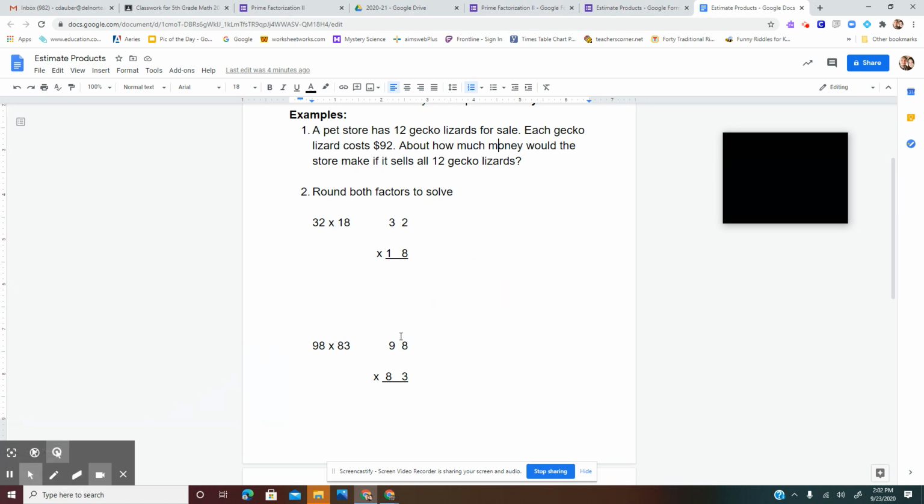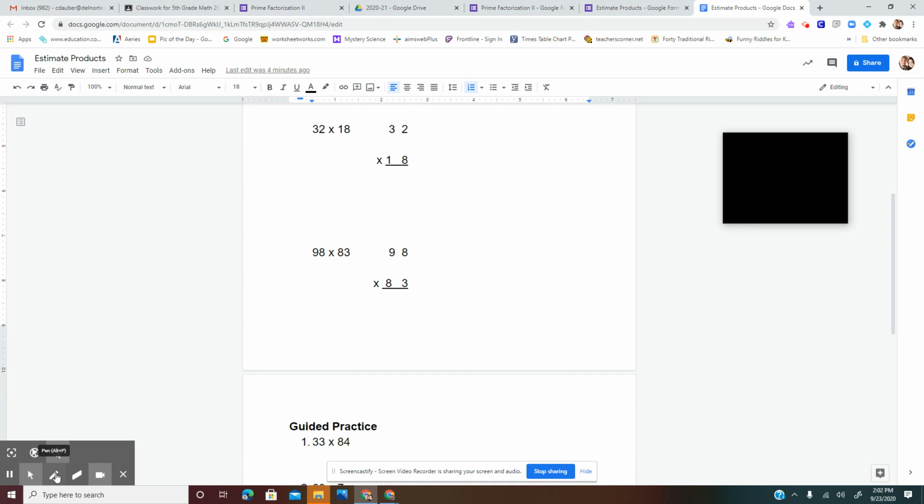Now let's take a look at 98 times 83. Okay, we have 98 times 83. We're going to round both factors, which means we change them to the closest multiple of 10.